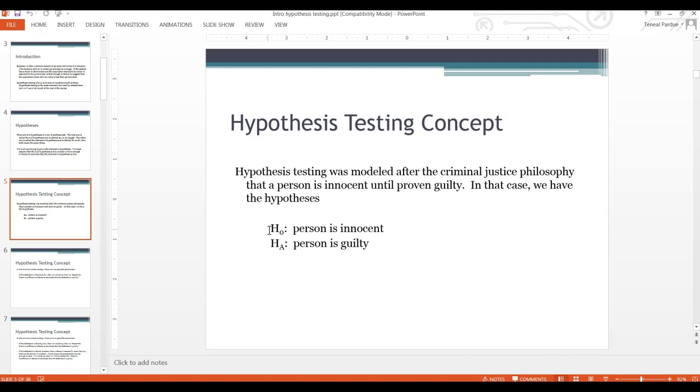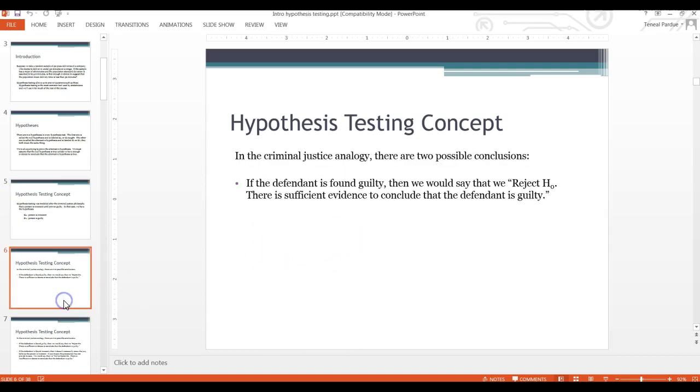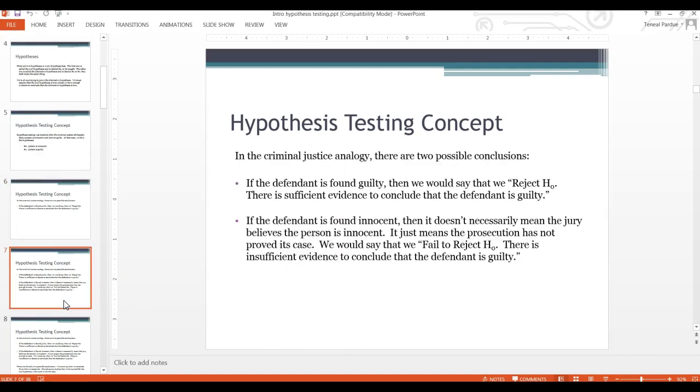And that tells us that there is not enough evidence to conclude that the defendant is guilty. So here it is in writing: fail to reject H naught. It basically just means we tried to say that the person was guilty, but we couldn't reject the fact that they were not guilty. So there's not enough evidence to say that the defendant is guilty.